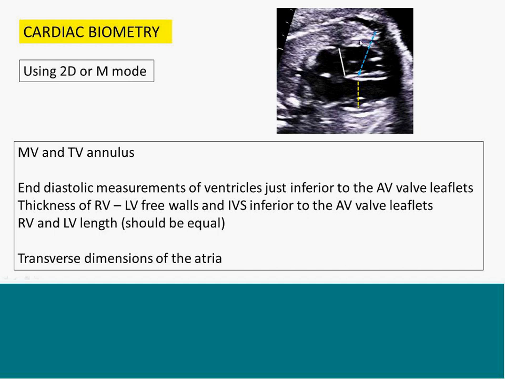The interventricular septum and the free walls are also measured for thickness in situations where it looks like it's not normal, and the transverse dimensions of the atria can also be measured. So this is the role of biometry in a four-chamber view. You can do this using 2D or M-mode.